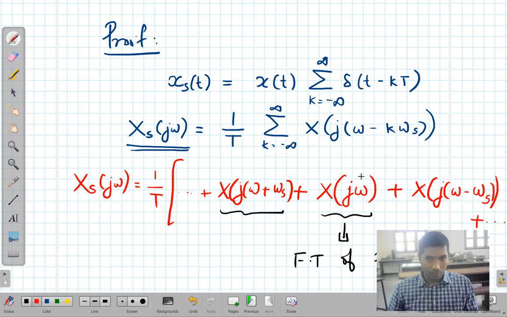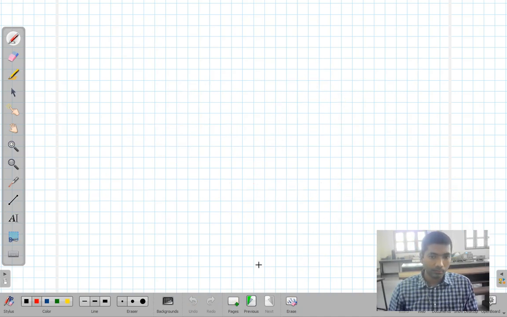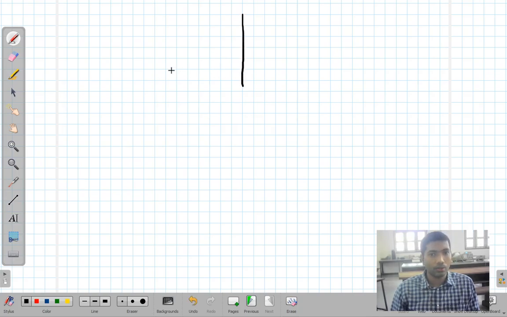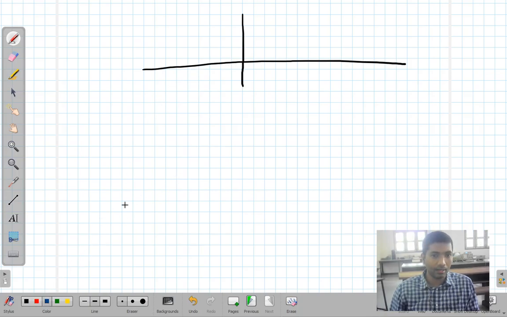Now let's try to draw x of j omega, x of j omega minus omega s, and x of j omega plus omega s, and the remaining components are there. Let's focus on these three components. First I'll draw the Fourier transform of the signal. On the first page, I have explained that it is a band limited signal. So you have omega m here, and on the left side we also have minus omega m, and the signal will be between these two omega m's, because it is a band limited signal.